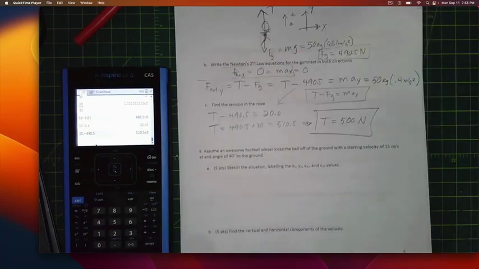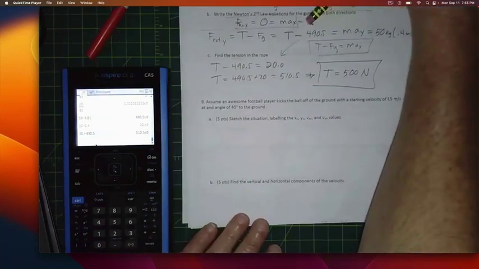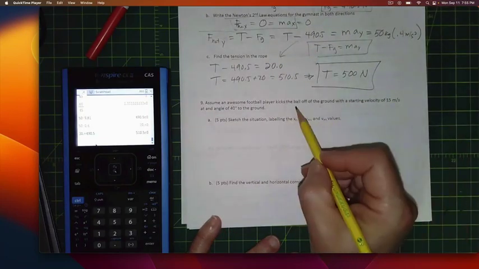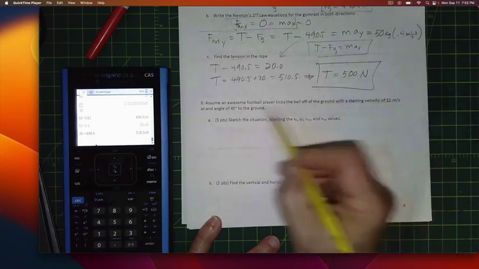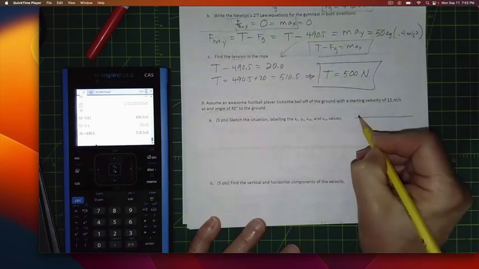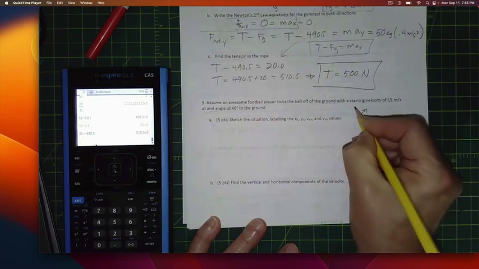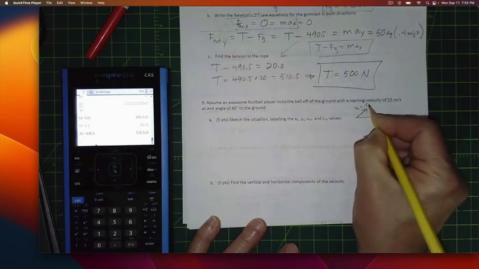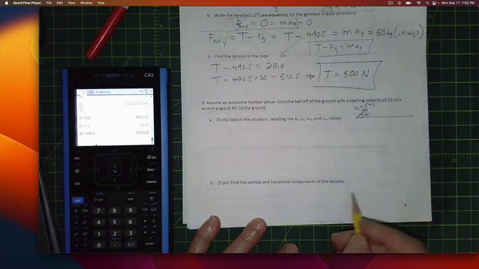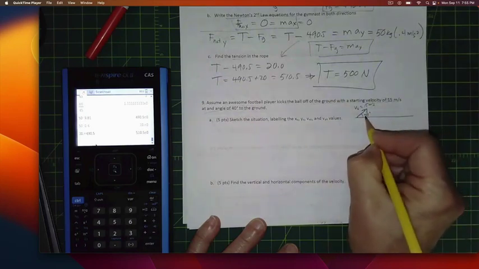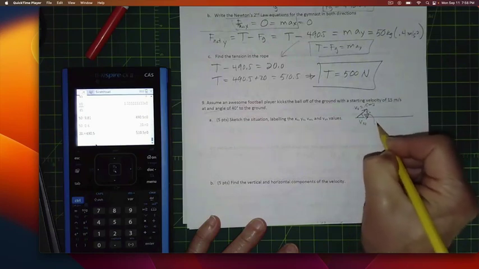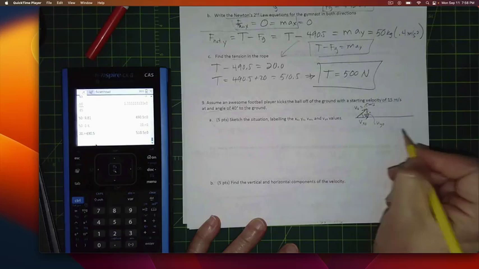We've got stuff down here. Try to get it so we can see. A football player kicks the ball off the ground, starting with a velocity of 15 and an angle of 40 degrees. So we've got something going like this. V naught is 15 meters per second, and then the angle is 40 degrees. All right, so we've got x and y components of velocity, Vx0, Vy0.